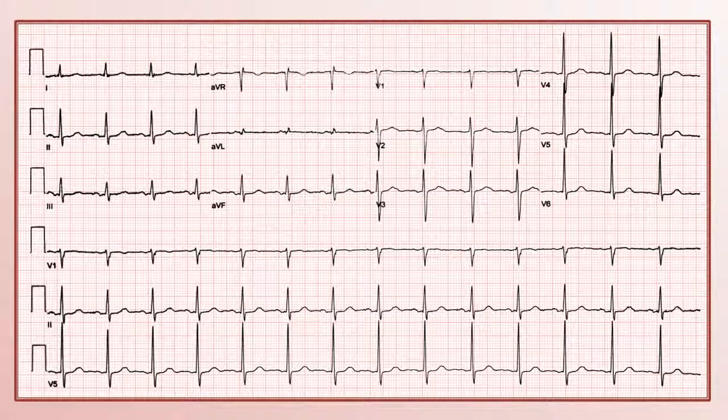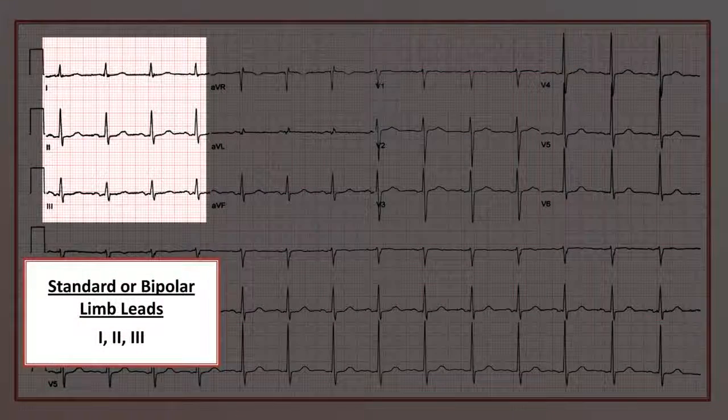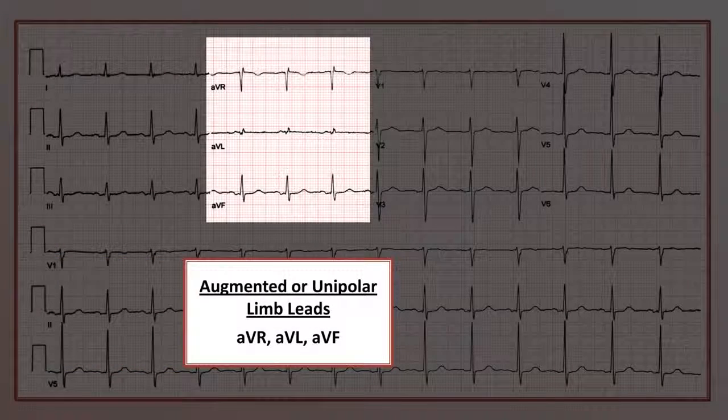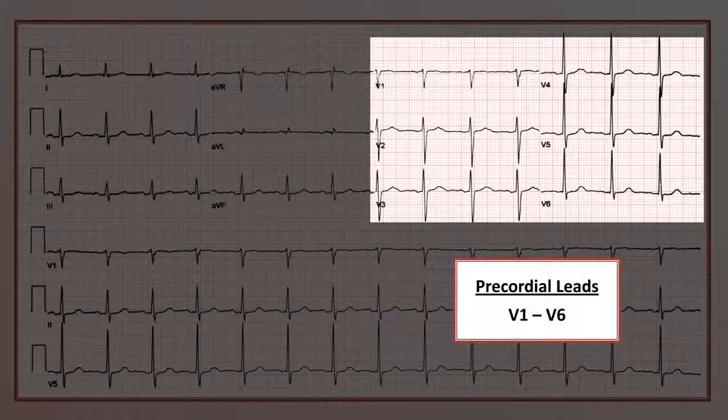For example, first are these 3 leads, which are known as the standard limb leads, or occasionally the bipolar limb leads. They are designated by the Roman numerals for 1, 2, and 3. After 2.5 seconds of that recording, next across are the augmented or unipolar limb leads, AVR, AVL, and AVF. I'll discuss what those letters stand for in a few moments. Then there are the 6 precordial leads, labeled V1 through V6.